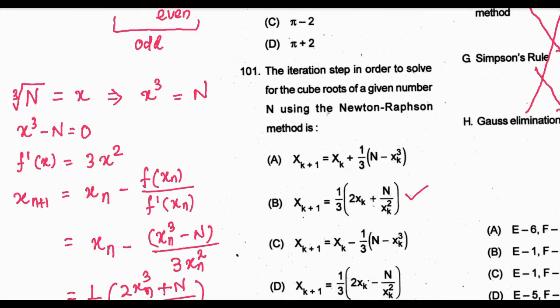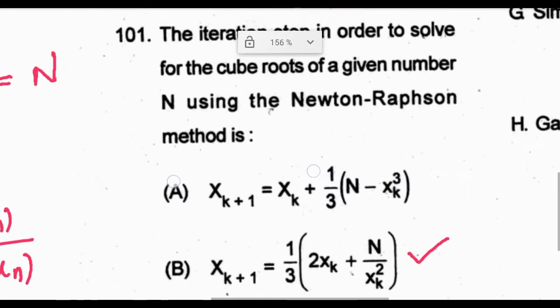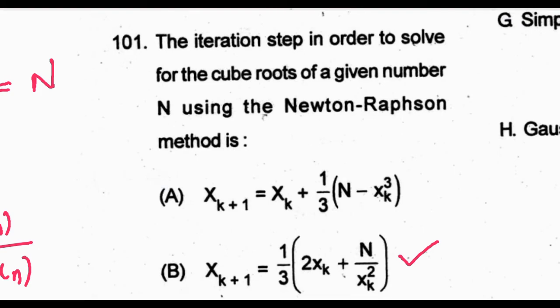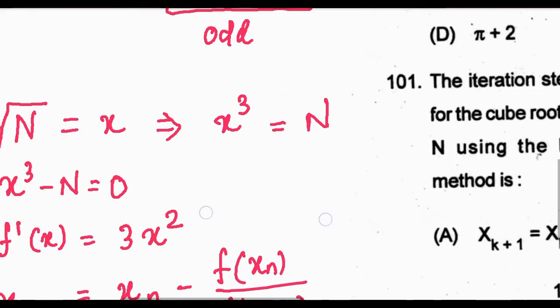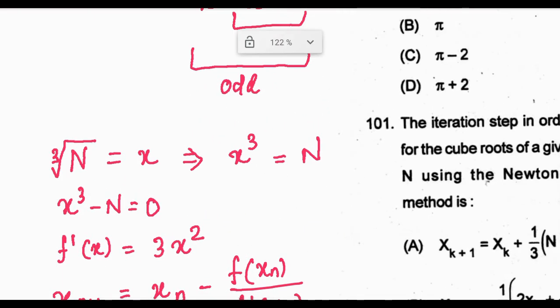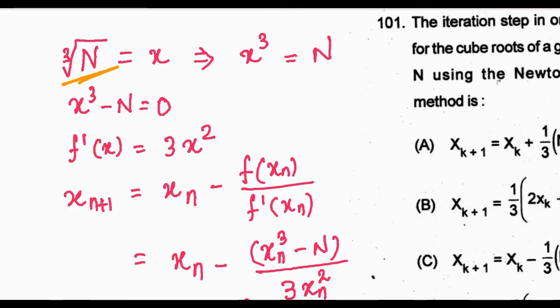The iteration step in order to solve for the cube root of a given number n using the Newton-Raphson method is, so here we have to find out the cube root of number n. That means cube root of n is equal to x, and x cube will be equal to n. So I can say that x cube minus n is equal to 0. I have formed the equation. Then f dash of x is equal to 3x square, and x of n plus 1 is equal to, this is the formula, x of n minus f of xn by f dash of xn.